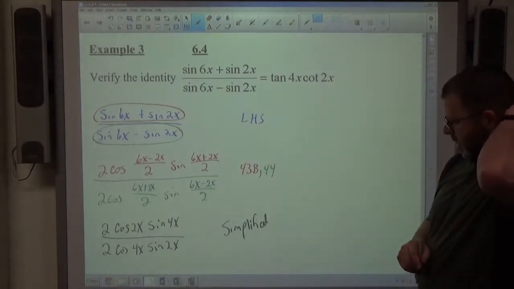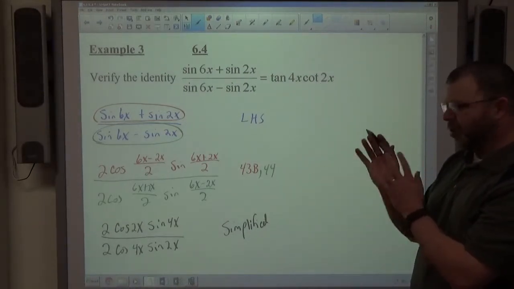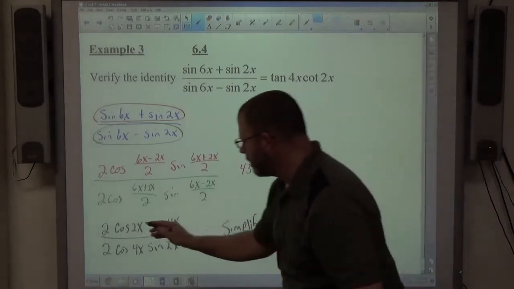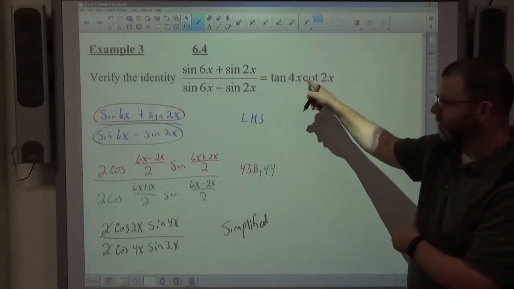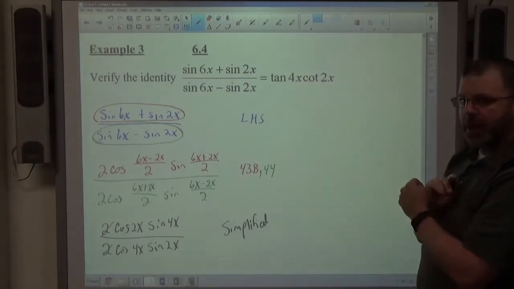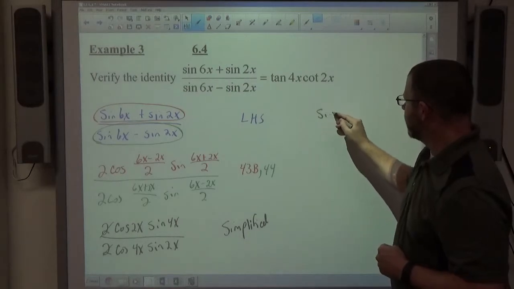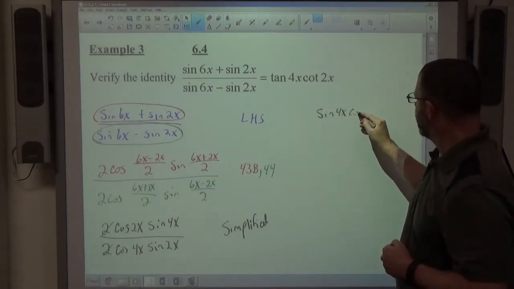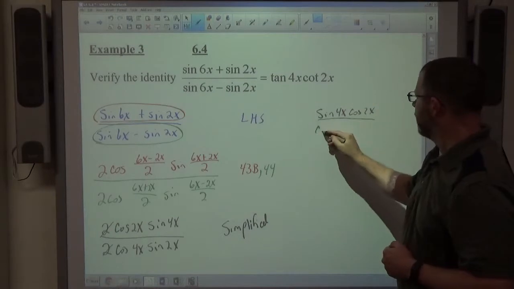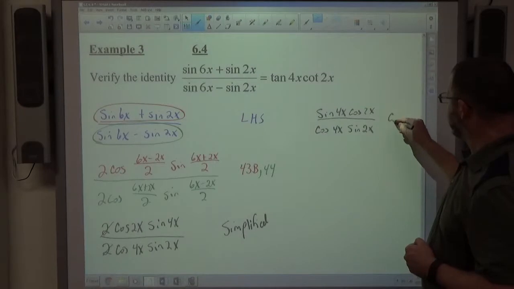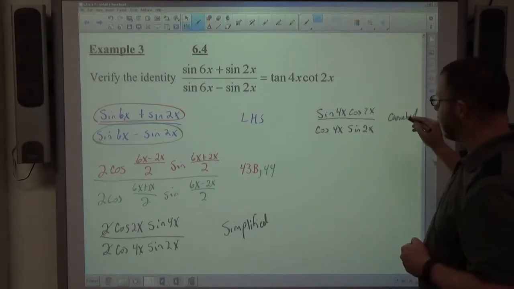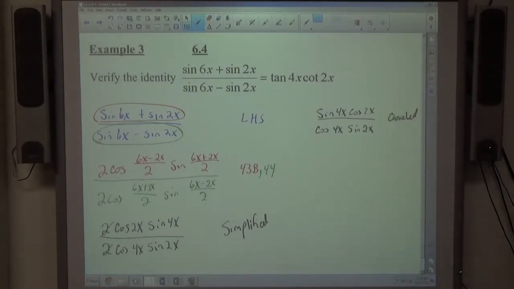Alright. And then I'm going to just do some rearranging and some canceling. So I'm going to cancel the 2's, and I'm going to rearrange. So I want the 4x in front, 2x in the back, so I'm just going to swap the terms on the top. So I'm going to call it sine of 4x cosine of 2x over cosine of 4x sine of 2x. And that's just, I'm going to say canceled. If you want to get really technical, I also use the commutative property of multiplication. I'm not going to get that technical. If you want to rearrange things legally, that's fine. I'll believe you know that's allowed.